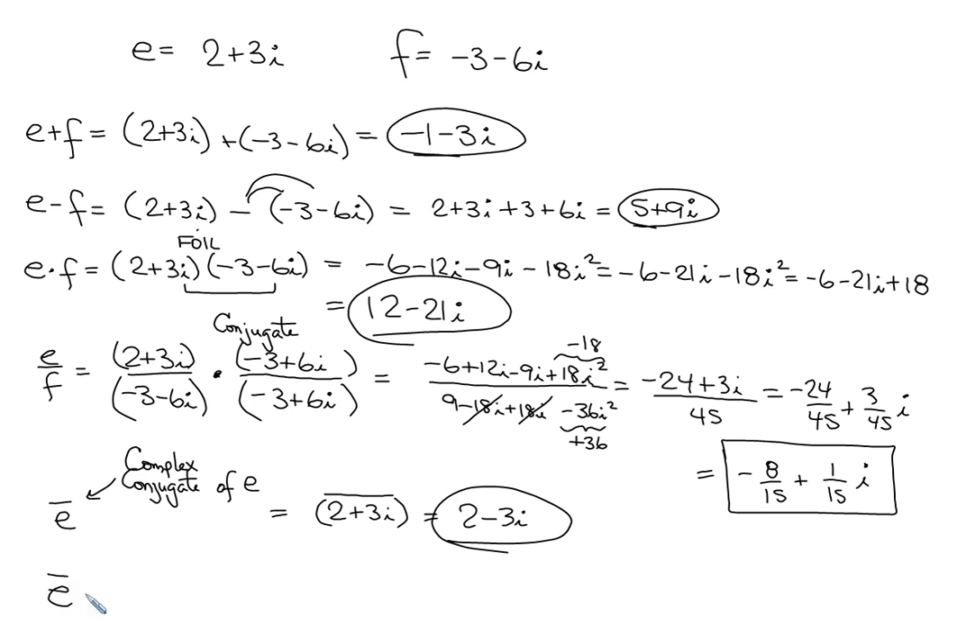So if we had E bar plus F bar, that would be 2 minus 3i plus negative 3 plus 6i, which would be negative 1 plus 3i. Okay, so it's adding, subtracting, multiplying, dividing, rationalizing, working with conjugates. And I do believe that the only other thing we need to talk about is working with radicals.